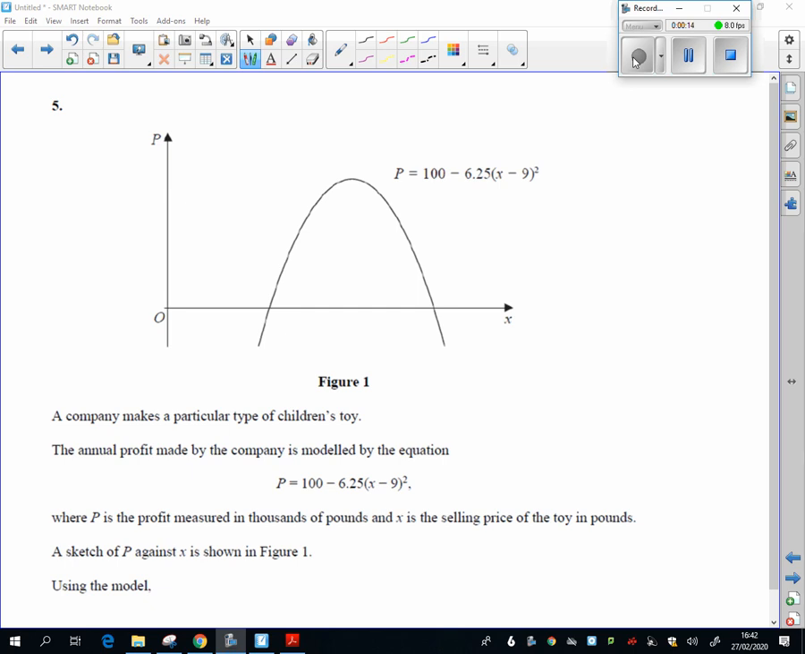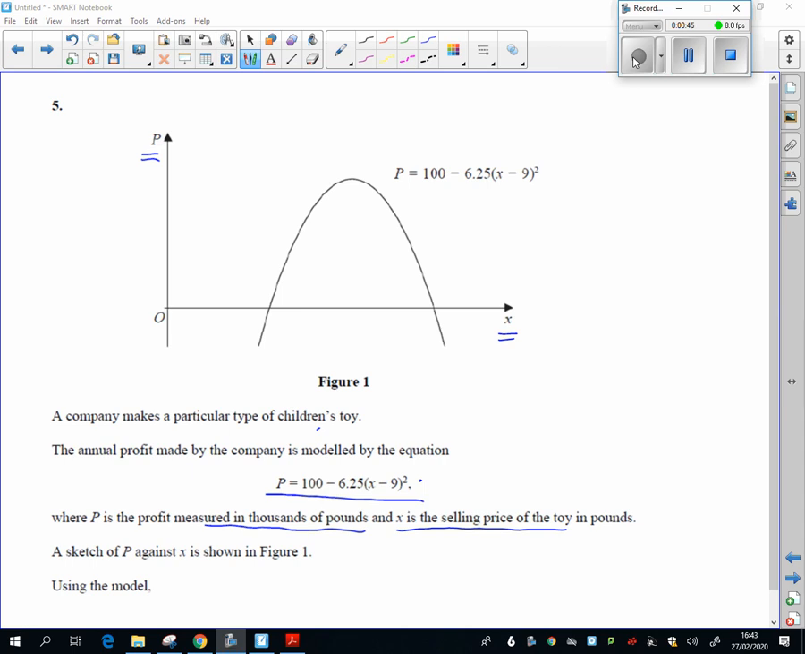So a company makes a particular type of children's toy, and then we've got a graph of profit, and profit is being measured in thousands of pounds against X, which is the selling price of the toy, and then we're also given the equation of that. So we can see from the diagram it looks like a quadratic. The equation for P confirms it is a quadratic, and it's been given to us in completed square form. So that means that if we need it, we've clearly got the vertex of the graph there.